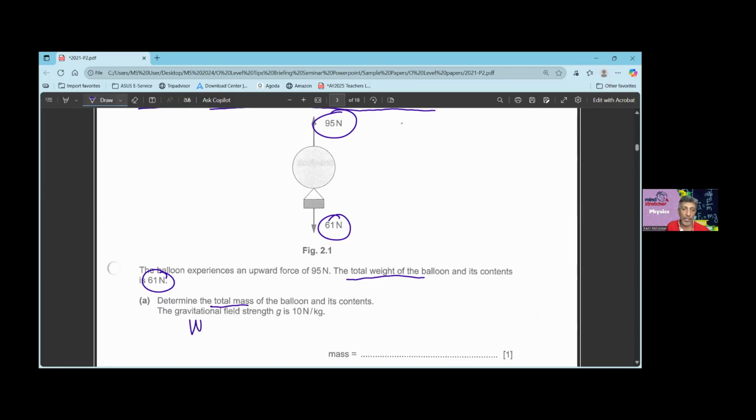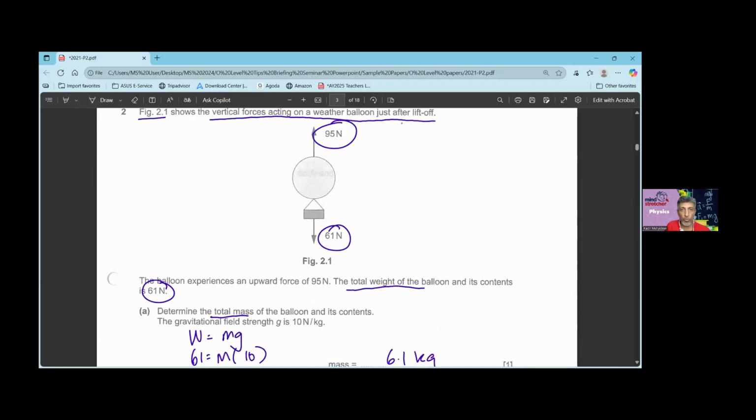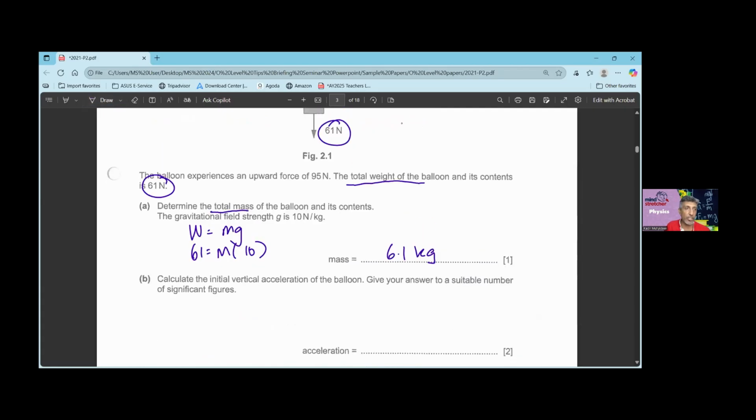So you know that weight equals mg. So 61 equals m times 10. You work out the mass: 6.1 kg, all right? 6.1 kg. Next, if you look at the equation, so you know it's moving up with 95 Newton. They said calculate the initial vertical acceleration. The question says calculate the initial vertical acceleration of the balloon, right? Now, they said give your answer to a suitable number of SF.